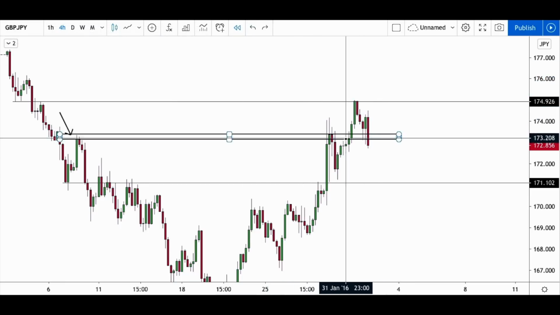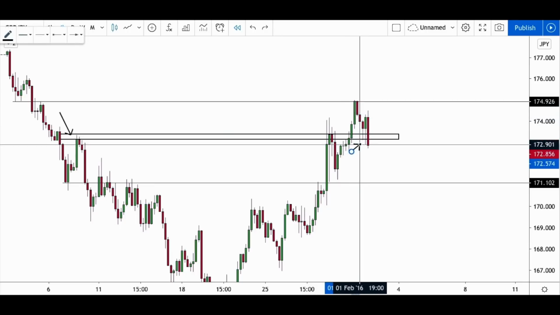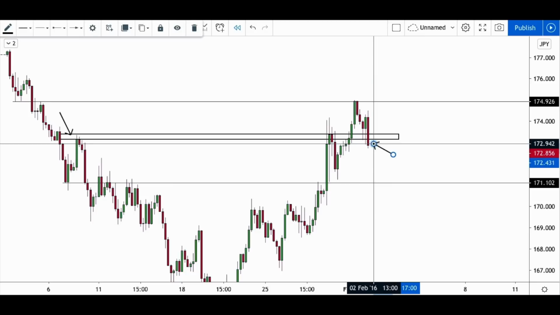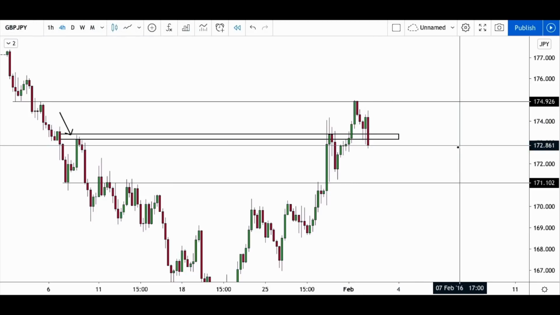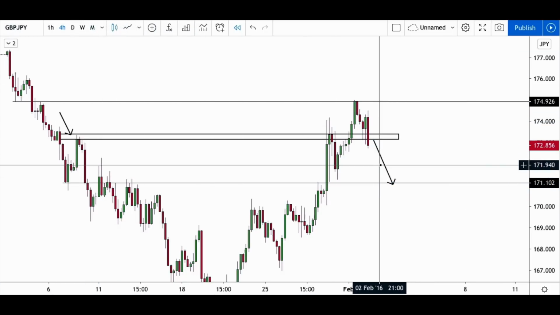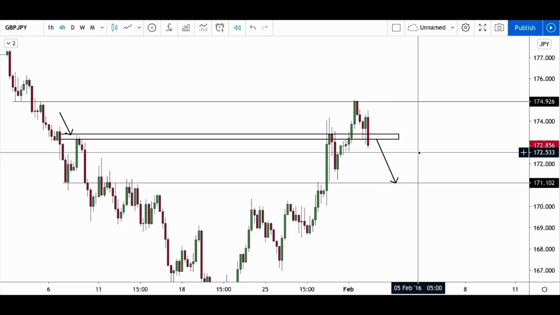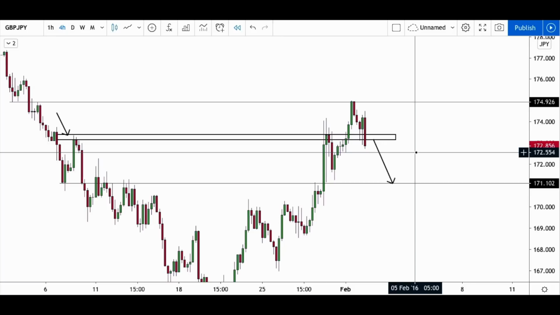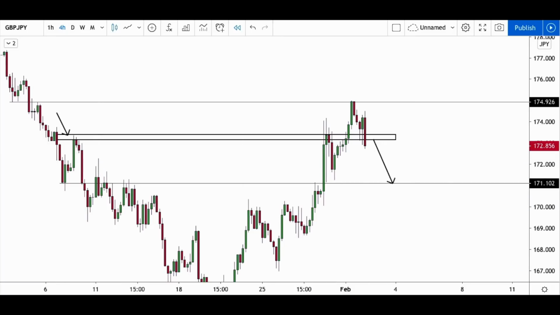Before it was a level of support, we broke up, it started to act as a level of resistance with these two wick rejections, and now we came back below the level of support, and now it's acting as a level of resistance. So let's see if price can come back to 171, which is our next level of support. Okay, so this is very simple trading, just using support and resistance to basically enter trades and to identify what the market is going to do next. So let's see what happens.